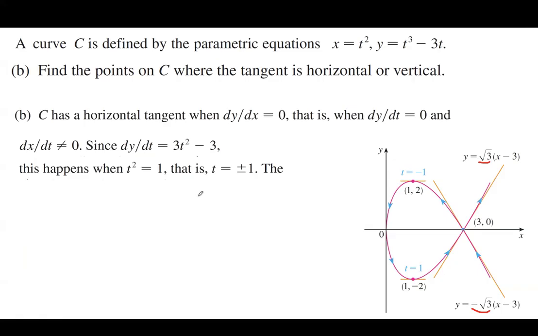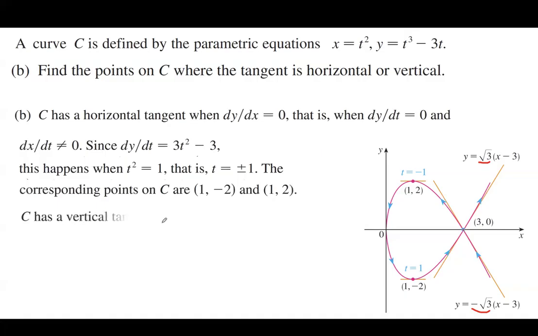When t is equal to positive 1, x is 1, and y becomes 1 minus 3, or negative 2. When t is equal to negative 1, x is again 1, but y becomes negative 1 plus 3, or 2. That's how you end up with these two points. The corresponding points on C are (1, -2) and (1, 2).